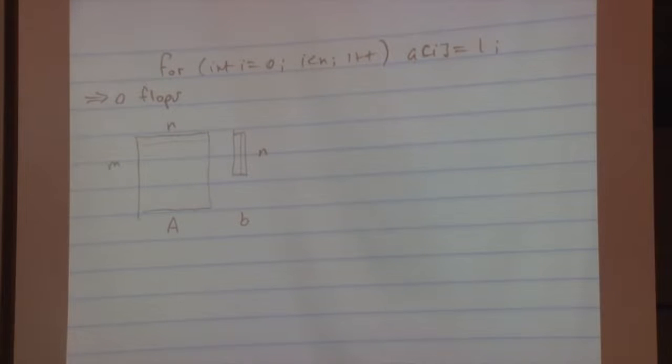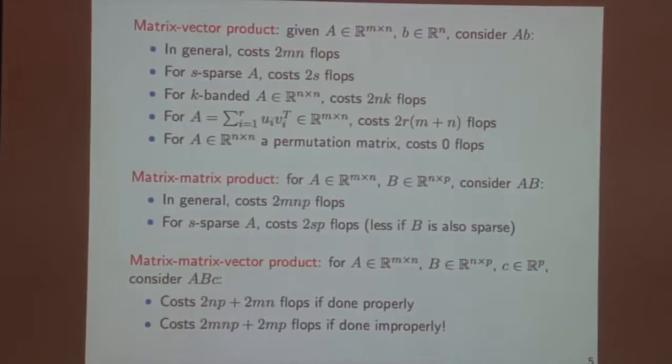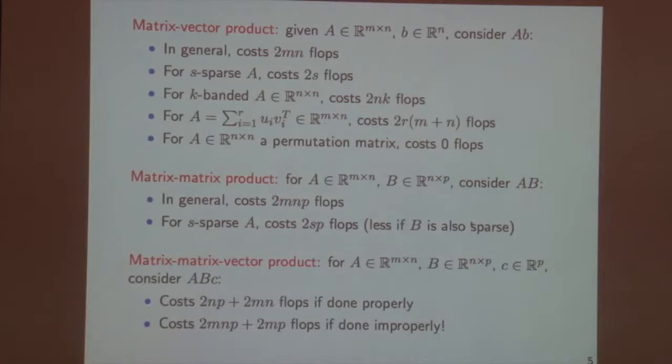If A is sparse, then this is a very nice property of sparse matrices. You can convince yourself it takes something like 2s flops, where s is the number of non-zero elements in A. You can remember that by thinking about the general case, where it takes 2mn flops. m times n is generically the number of entries in A if A was dense. When A is sparse, we replace that m times n with s.